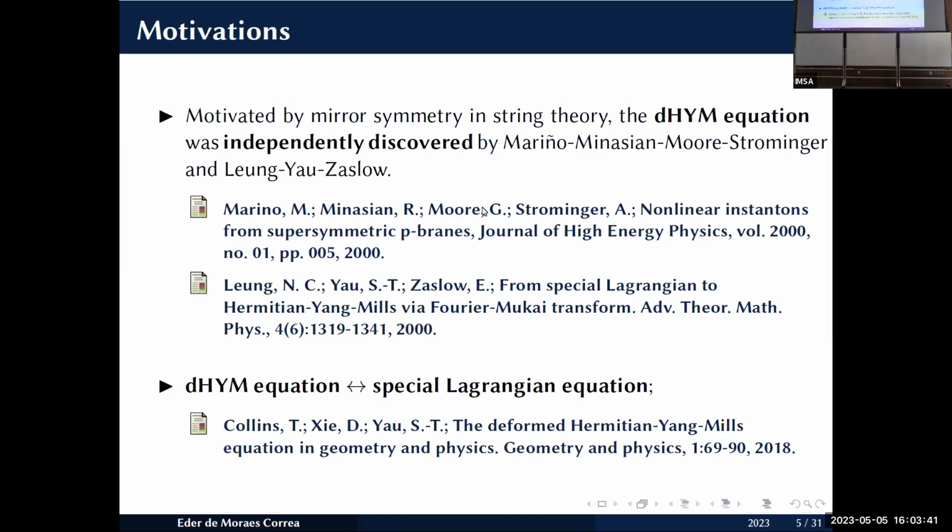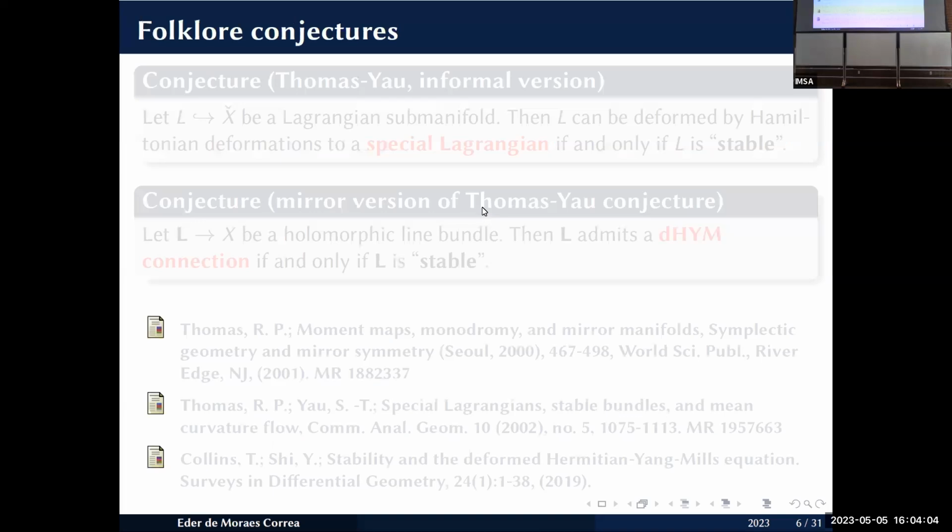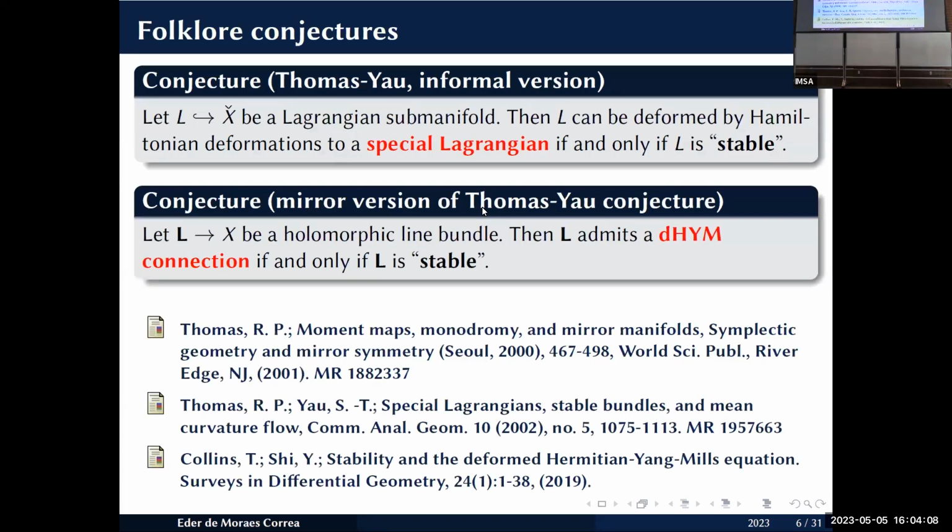And here's just a brief motivation. The equation was introduced independently by Mariño-Minasian-Moore, Strominger, and Leung-Yau-Zaslow in these papers. And as I said, in the setting of mirror symmetry, the Deformed Hermitian Yang-Mills equation can be seen as the analog of the special Lagrangian equation. Behind this we have two folklore conjectures. The first one is about the characterization, or in some sense the equivalence, between the existence of special Lagrangians in some class and the notion of stability, right? And the mirror conjecture which we have for line bundles is about the existence of a Deformed Hermitian Yang-Mills connection on the line bundle being equivalent to a certain type of stability.